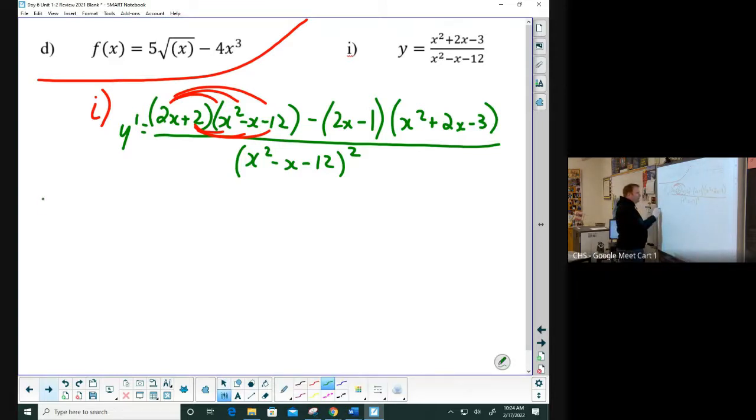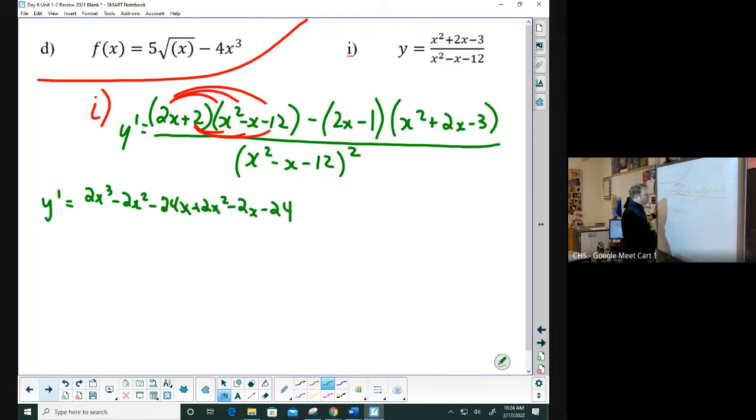As a result, I think I'm going to give myself even more space. So I carefully go off and do each rainbow. 2x times x squared is 2x cubed, minus 2x squared, minus 24x. That was me rainbowing 2x. Now I'm rainbowing 2, plus 2x squared, minus 2x, minus 24. That's all that rainbow there.